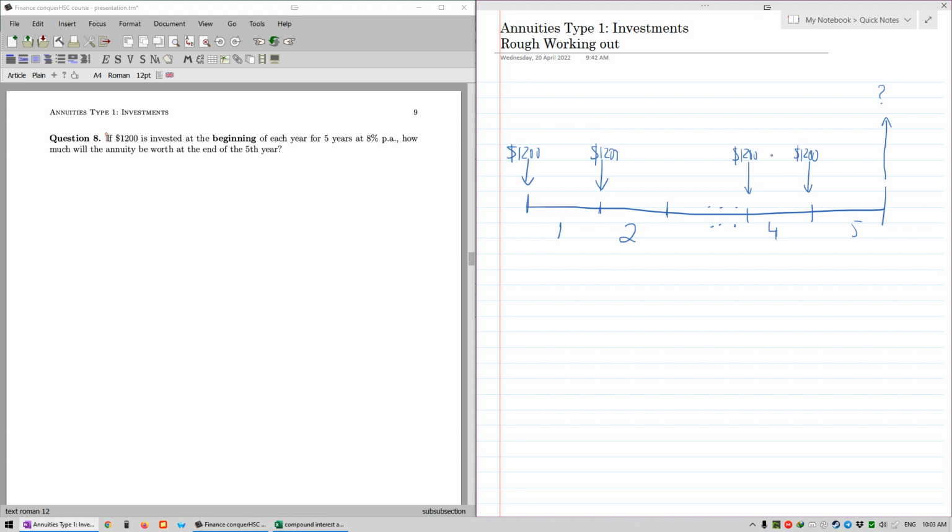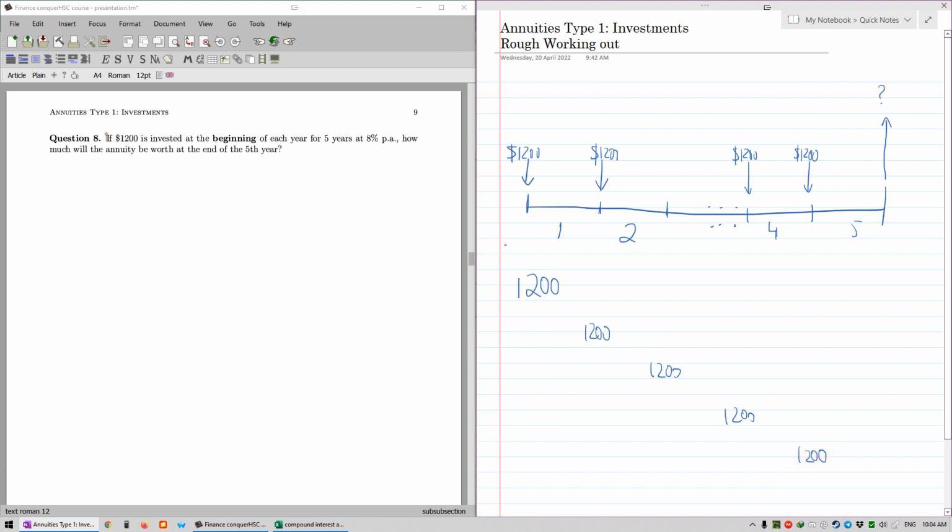We have 5 separate transactions. We have 5 separate deposits, 5 separate investments, because at the beginning of the 1st year, 2nd year, 3rd year, 4th year, and 5th year. That's 5 deposits, okay? So I guess you could say you have 1,200, 1,200. Hang on, I'll make it a bit more visual. 1,200 here, and you have 1,200 here, and then 1, 2, 3. You have 1,200 here, and then you have 1,200 here.